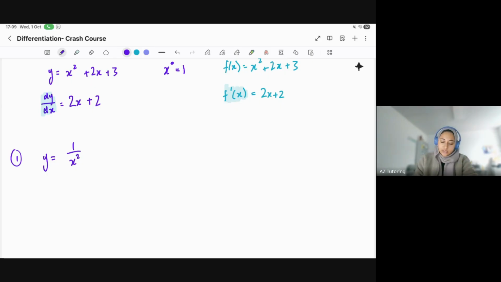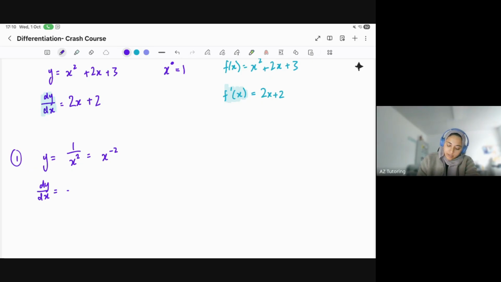So how do we differentiate this? Well, we can't differentiate in its current state. This is where your indices rules are quite important. So you have to rewrite this, and we're bringing the x to the top. And to bring the x to the top, the power changes to minus 2. So now we can differentiate this after rewriting it.